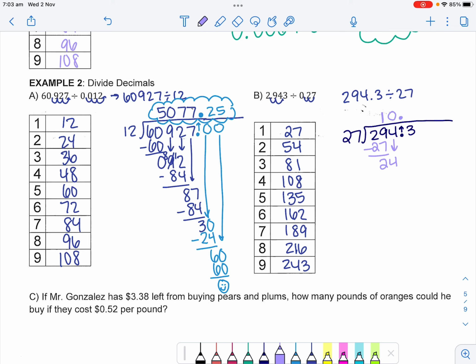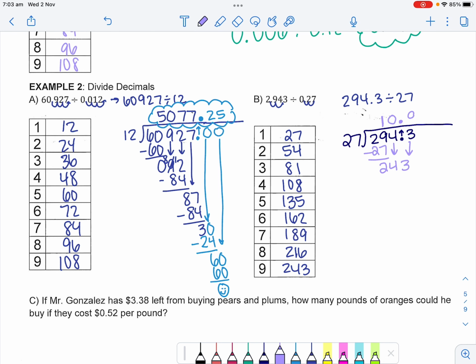And I'm going to bring the decimal up this time because I am to that point. And I'm going to bring down this 3. 27 goes into 243 9 times. So 243 is going to give me my happy face 0. So 294.3 divided by 27 is 10.9. So here's my answer right here.